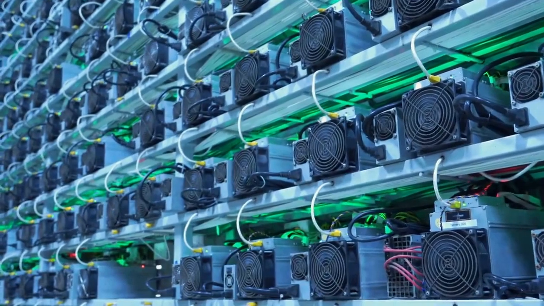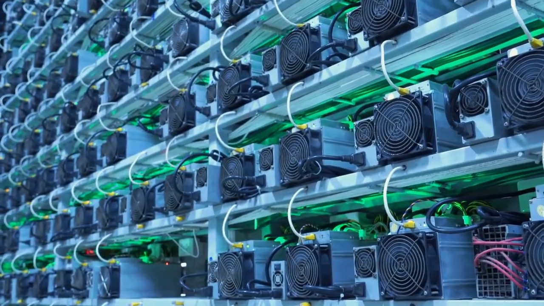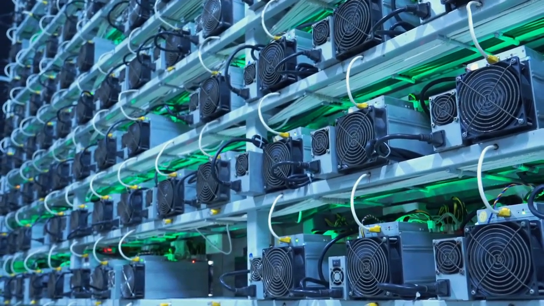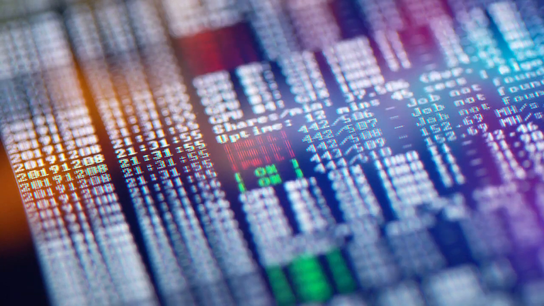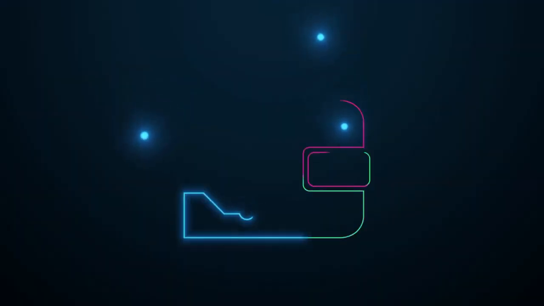Next up, term number two, cryptocurrency mining. This is the process of verifying and adding transactions to the blockchain. Miners use specialized computers to solve complex mathematical problems, and they are rewarded with a small amount of the cryptocurrency for their efforts.